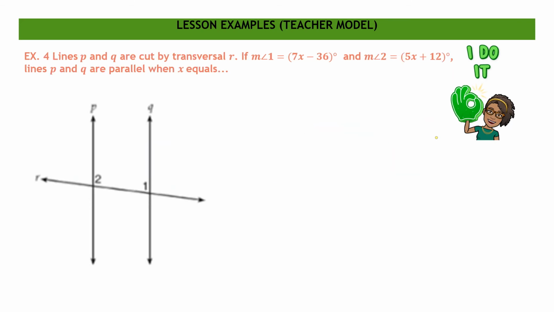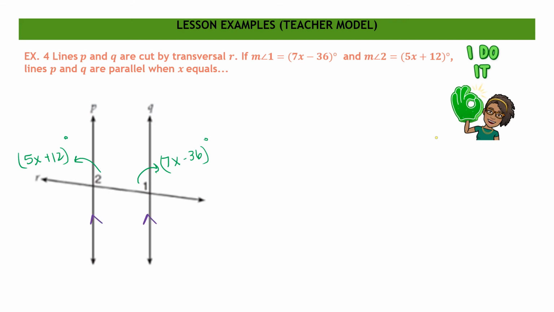Looking at example 4, I have lines P and Q are cut by a transversal, and they tell me that the measure of angle 1, which is here, is 7x minus 36, and they tell me the measure of angle 2, which is here, is 5x plus 12. And they also tell me that lines P and Q are parallel when x equals what value.